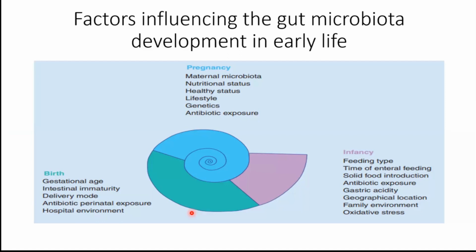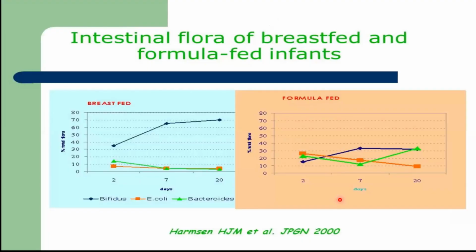During pregnancy, factors like maternal microbiota, nutritional status, lifestyle, and genetics of the mother influence the gut microbiota of the newborn. At birth, gestational age, intestinal immaturity, and delivery mode, along with antibiotic exposure, influence gut microbiota development. During infancy, feeding type, antibiotic exposure, family environment, as well as geographical location affect gut microbiota development in early life. So this graph shows that breastfed babies have an abundance of bifidobacterium, while in formula-fed babies there is equal abundance of bifidobacterium and bacteroides.